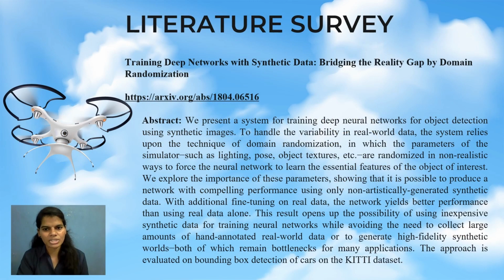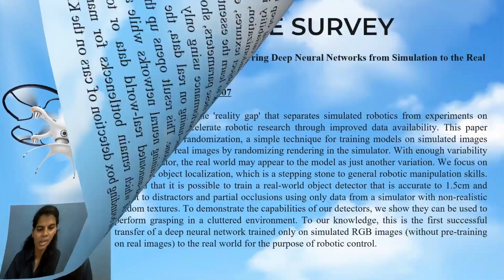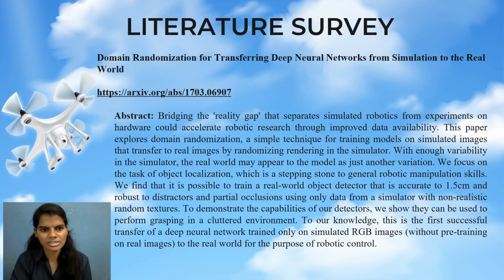The third literature survey, here they are training deep networks with synthetic data. Here they are using domain randomization to create the synthetic data. And in the fourth literature survey, domain randomization is used for transferring the synthetic data to the real world.